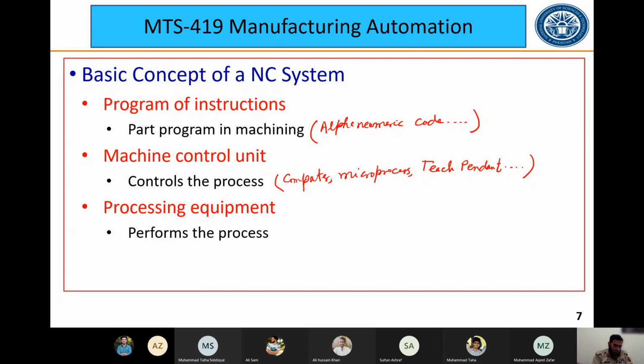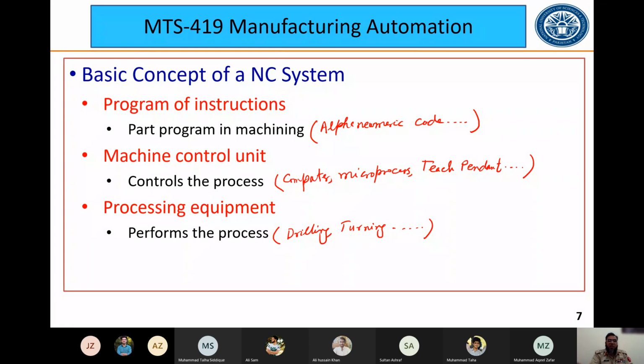And what are the processing equipments which perform the processes, and what type of processes are those? We have already talked about it. Those can be something like drilling, turning, and many other processes. So these processing equipments, these machines, are controlled by a machine control unit, which can be a computer, a microprocessor, or a teach pendant, and these controls come from the alphanumeric code, which is written by a programmer. Then these instructions are carried out with the help of the machine control unit, the processes are performed, and we find a finished product which comes out.